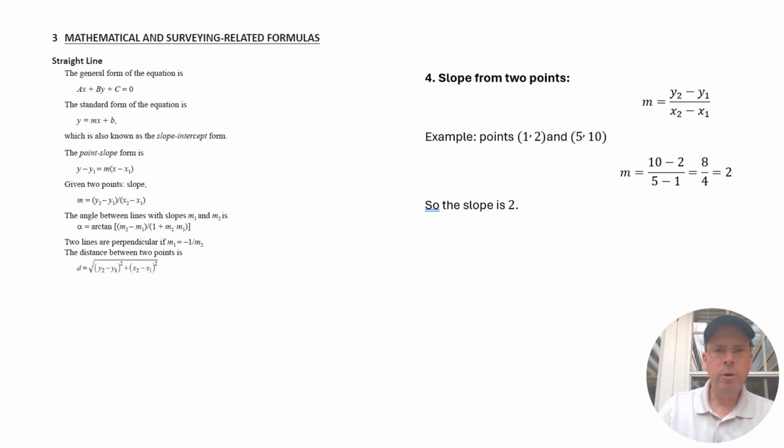Okay, the very next formula that comes up here is the slope from 2 points. This one down here. Let's just do an example. I just wrote out the equation here. Say you have 2 points, (1, 2) and (5, 10). You put them into the equation for the y's and the x's, and you get slope equals 2 for this one. Pretty straightforward.